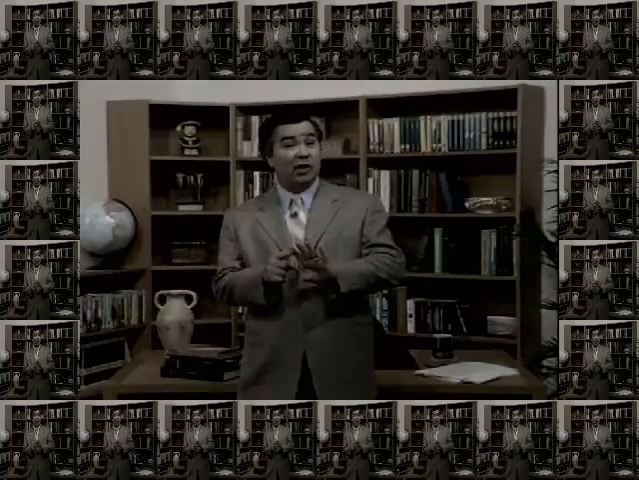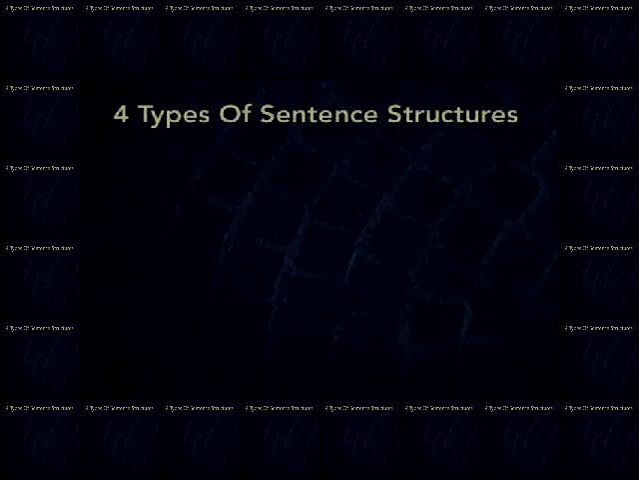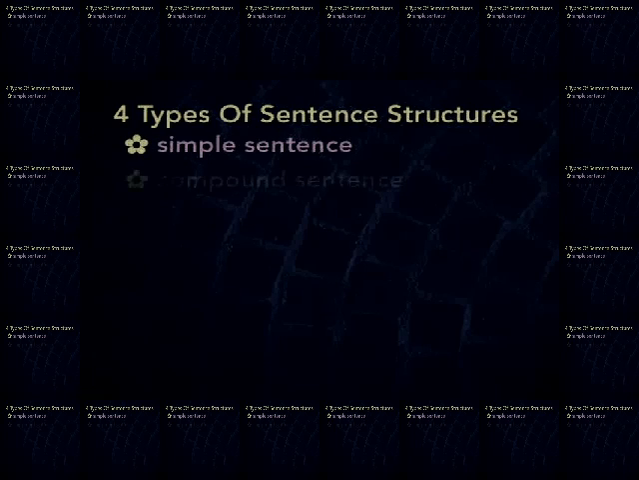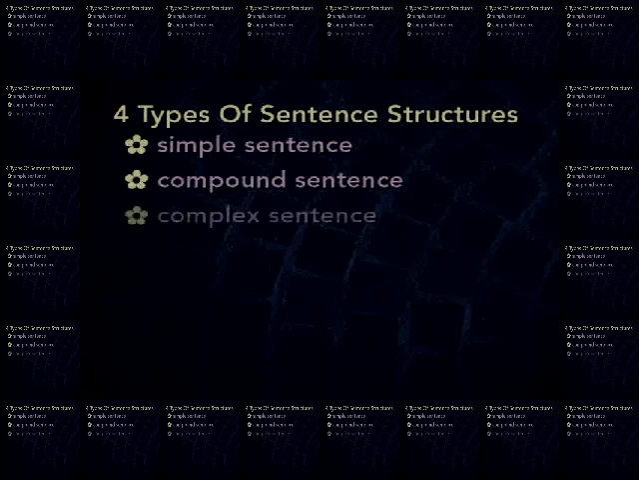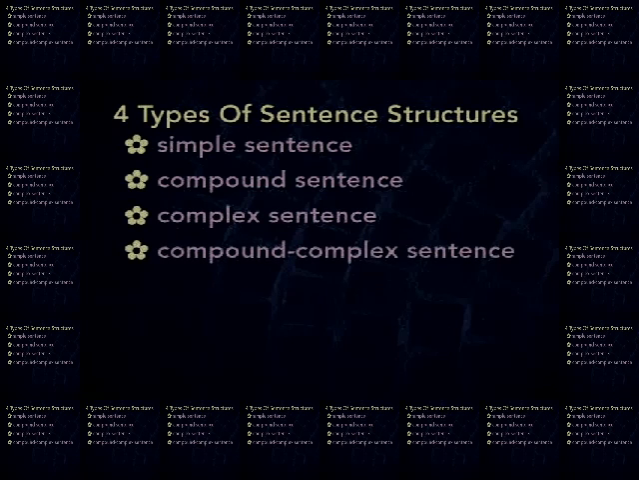Now, why is it important to know about subordinate clauses? Because subordinate clauses are an important building block in many sentences. In fact, there are 4 different kinds of sentence structures that you need to know about, and subordinate clauses are important in some of them. The 4 types of sentence structures that you need to understand are the simple sentence, the compound sentence, the complex sentence, and the compound complex sentence. Let's take a look at each.